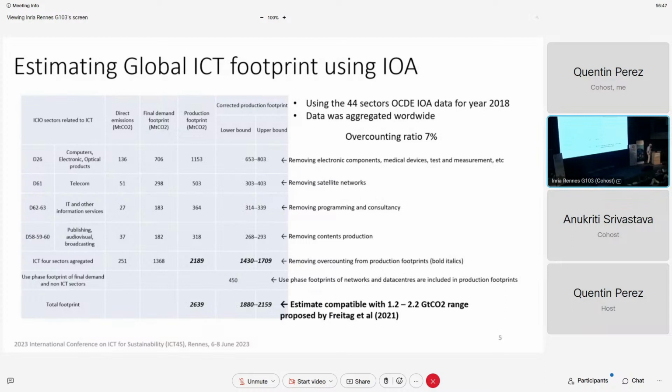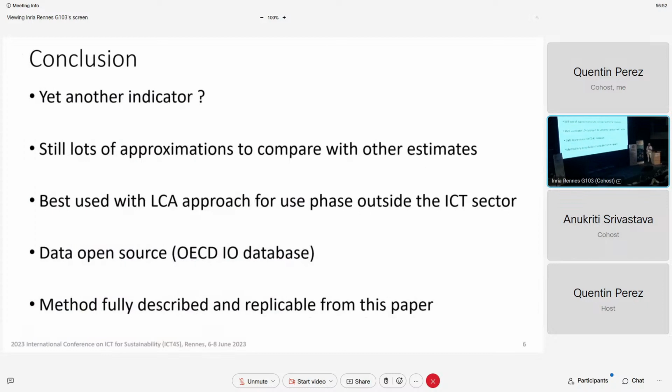I think my time is over, so the conclusions are: do we have yet another indicator or a family of indicators? There are still lots of approximations in this work. That's why I need to collaborate with people that can help me reduce these approximations, and it is best used if we can combine it with LCA work for the use phase.